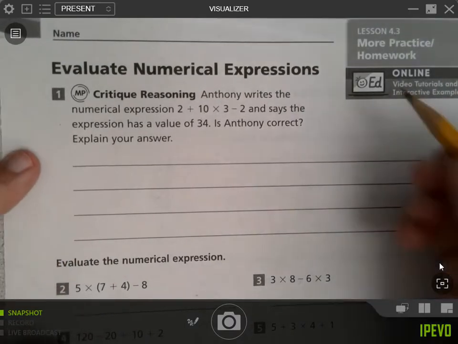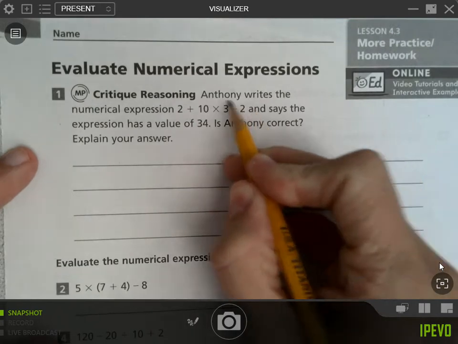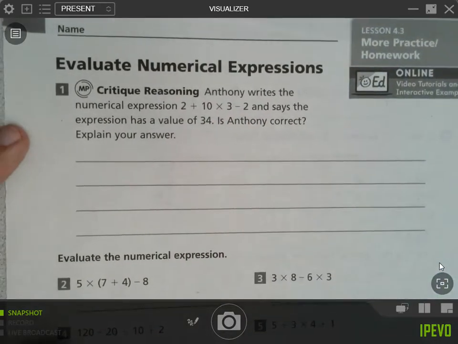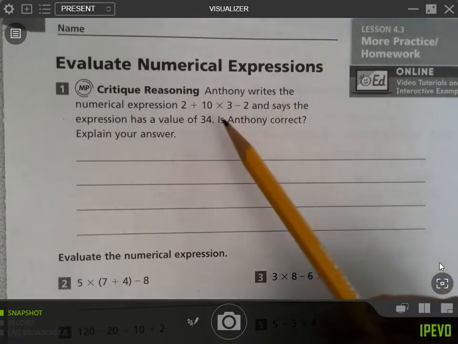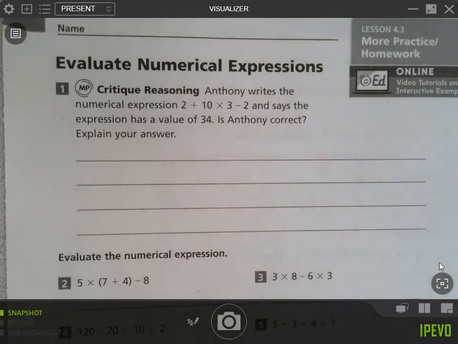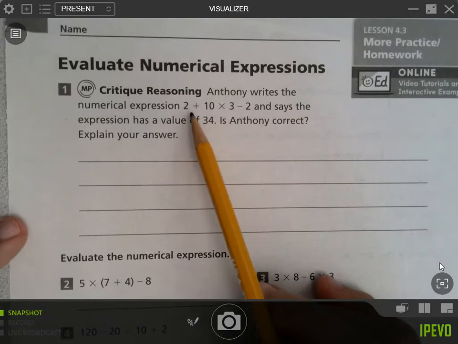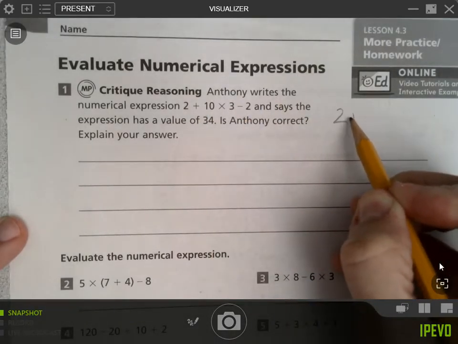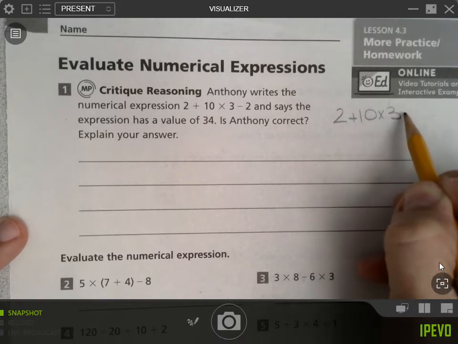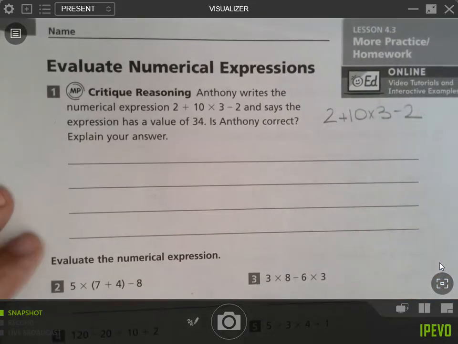Well, let's see. If I do this work and I evaluate, I'm going to think of order of operations. I'm going to think parentheses, exponents, multiply, divide, add, subtract. So we don't have any parentheses. I can check that off my list. No exponents. Check that off the list. Let's see then, we do have multiplying in here. So I'm going to start off to the side. 2 plus 10 times 3 minus 2. I'll just rewrite that expression.